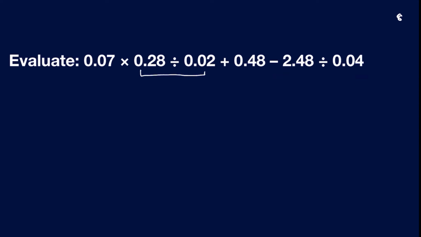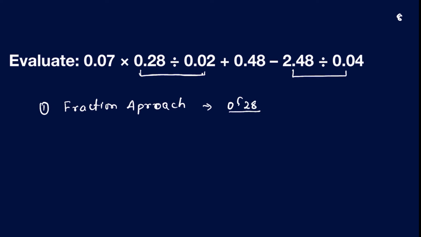Now here we have two operations of division and both are in decimal. To solve the division of decimals, we can follow two approaches. The first approach is the fraction approach, where we convert the decimals into fractions. So 0.28, you remove the decimal and you write 1 and then count the digits and write the zeros for the number of digits. So 0.28 is 28 upon 100, divided by 0.02, remove the decimal, it becomes 2 upon 100.